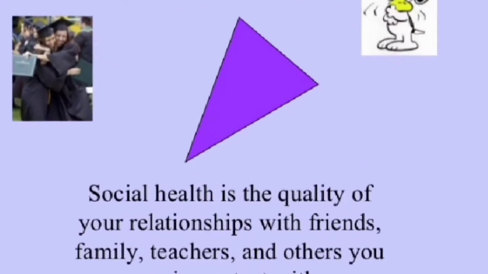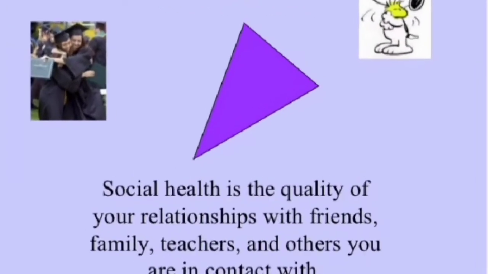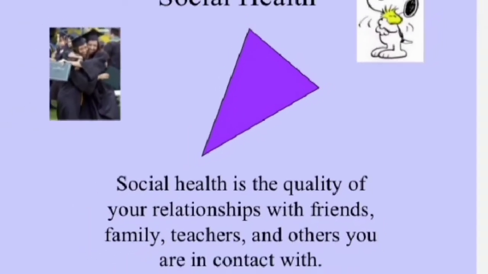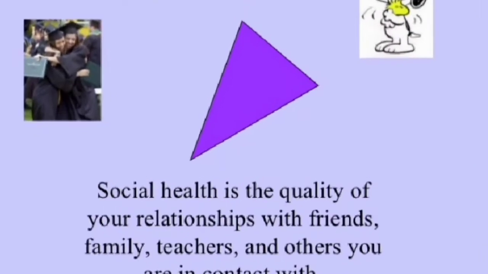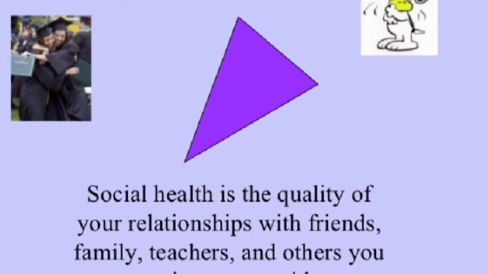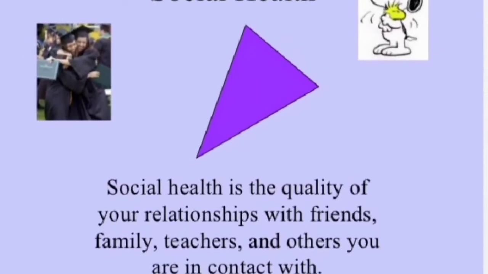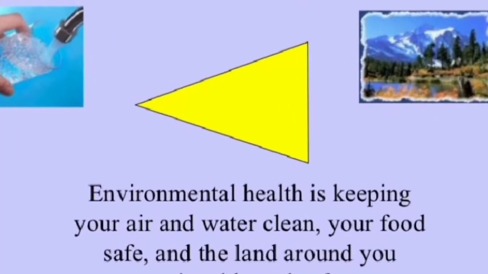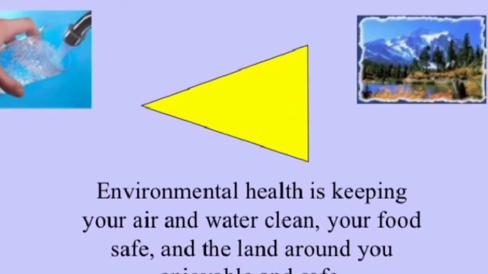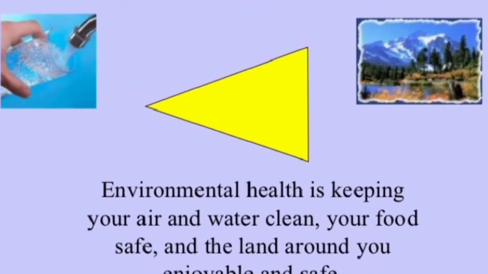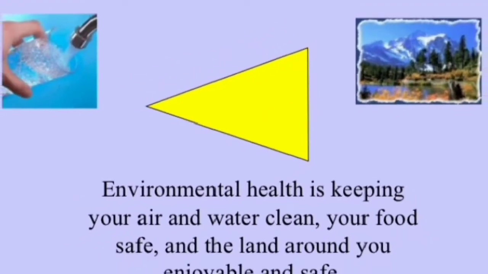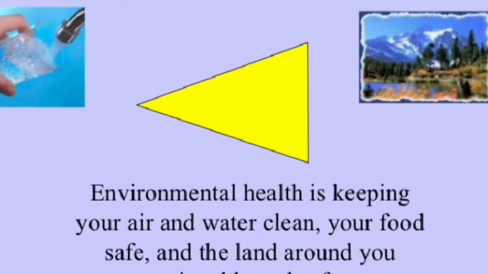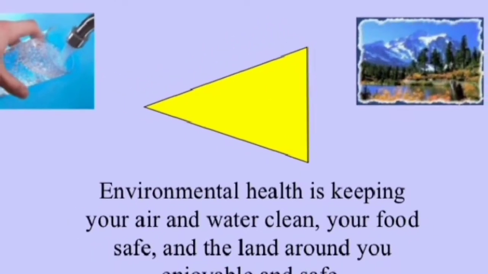Next, social health. Social health is the quality of your relationships with friends, family, teachers and others who are in contact with you, the persons in our society. And environmental health: keeping your air and water clean, your food safe, and the land around you enjoyable and safe.